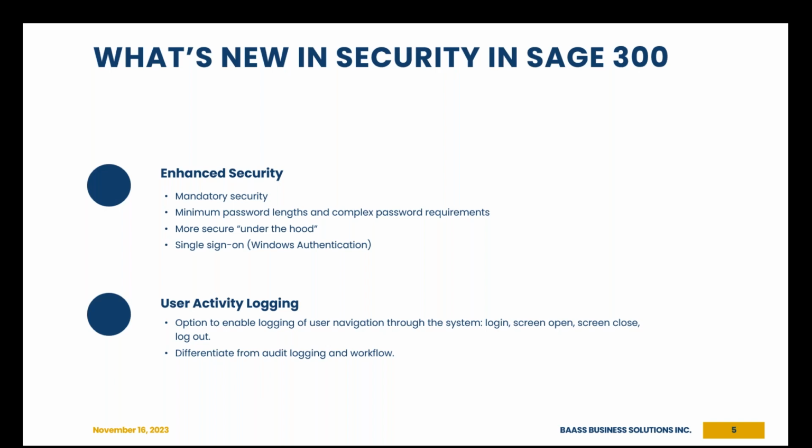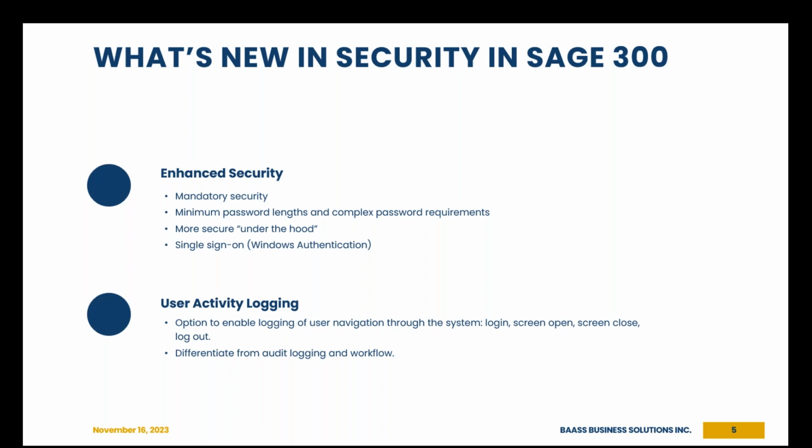Enhanced security has been a focus over the last couple of versions. One of the changes is that security is now mandatory in the latest versions of Sage, which means that you can't have your Sage installation with a passwordless login, just a free for all where anyone can log in. So having security enabled is mandatory. All users will have to have a password and will have to log in with some sort of authentication into Sage. There are minimum password lengths and complexity that are now enforced, and those are tweakable as well, but there is a minimum level that is required.